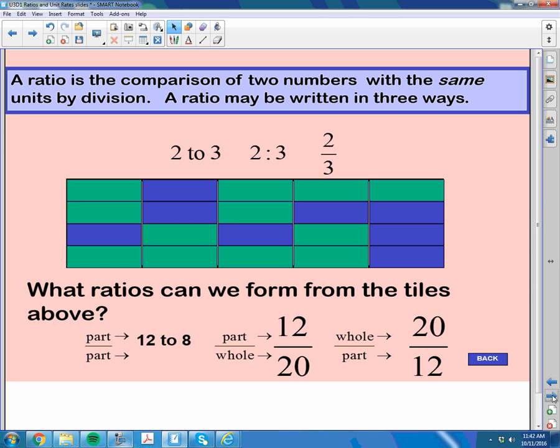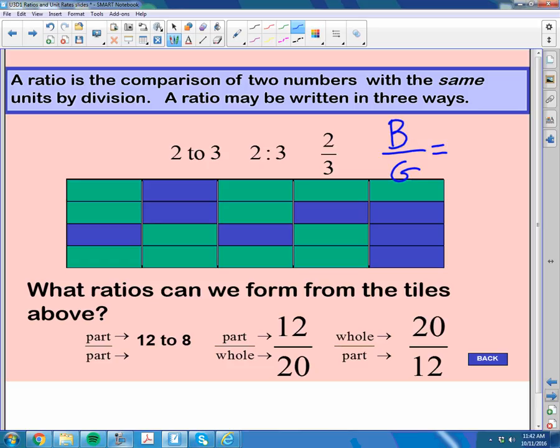Okay? So, a ratio is the comparison of two numbers within the same units by division. A ratio can be written in one of 3 different ways, right? So, I could ask you, what is the ratio of green rectangles to blue rectangles? I could ask you the ratio of blue rectangles to green rectangles. Let's do blue to green. If I said, what is the ratio of blue to green rectangles in this picture? Alex? I would say 1 to 3.